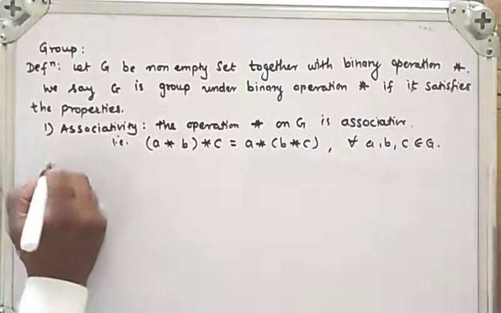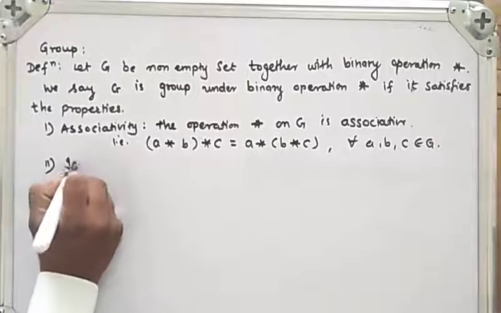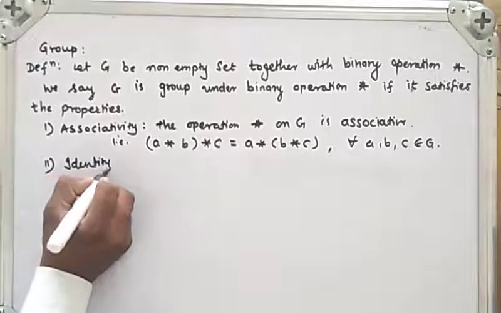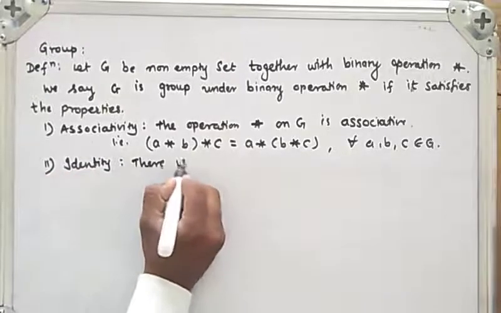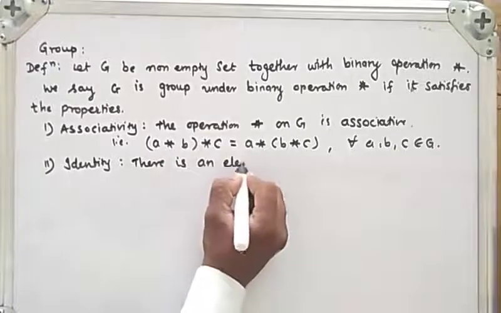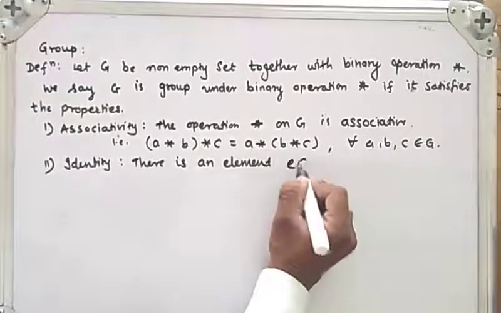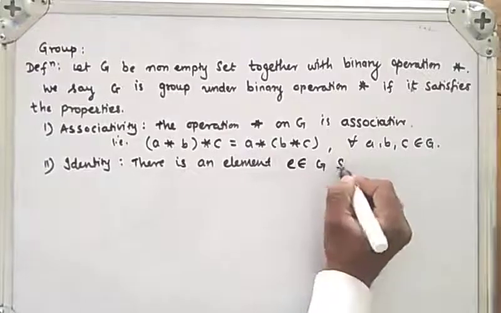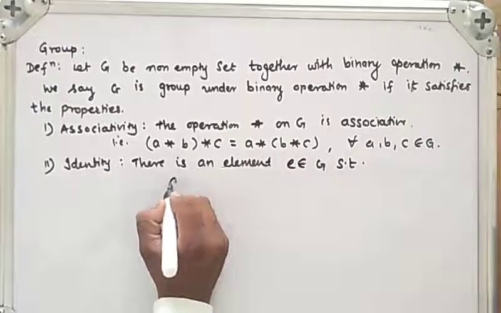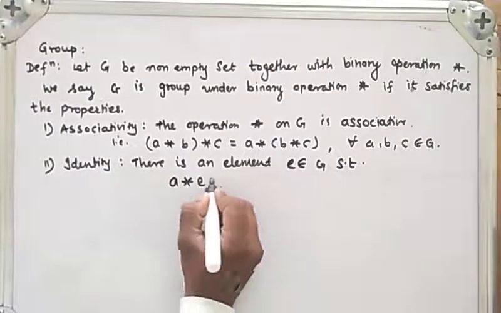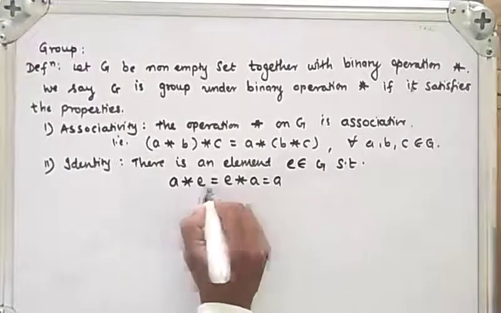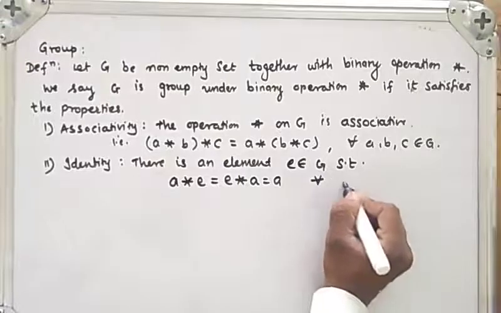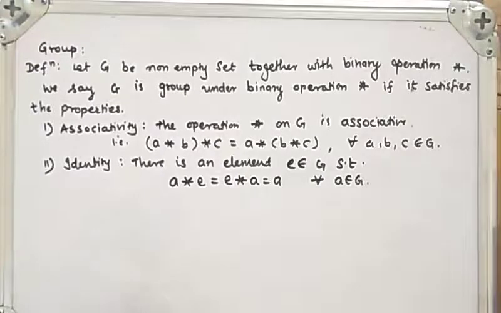Now second, identity. There is an element E belongs to G such that A star E is equal to E star A is equal to A, then we say that E is the identity element, for all A belongs to G.